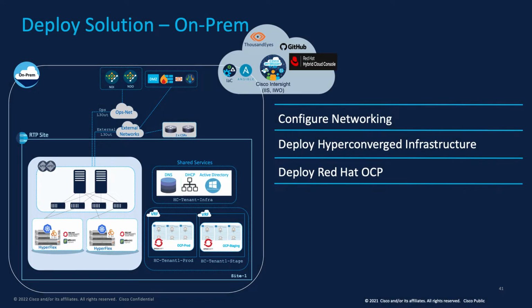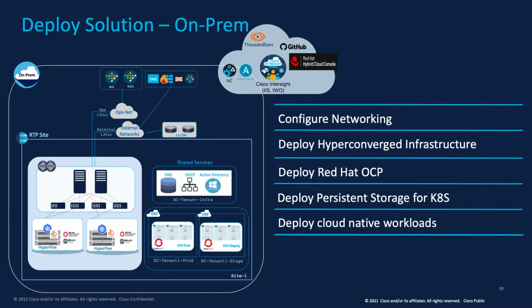Once the virtualized server infrastructure running on HyperFlex is operational, Red Hat OCP can now be deployed. The deployment can be initiated from Red Hat's Hybrid Cloud Console. For stateful applications that need persistent storage, HyperFlex CSI can be deployed in a couple of steps, as the CSI is Red Hat certified and available from Red Hat's Operator Hub. The Red Hat OCP cluster on-prem is now ready for hosting cloud-native workloads. For this demo, we will use the Sock Shop e-commerce app.